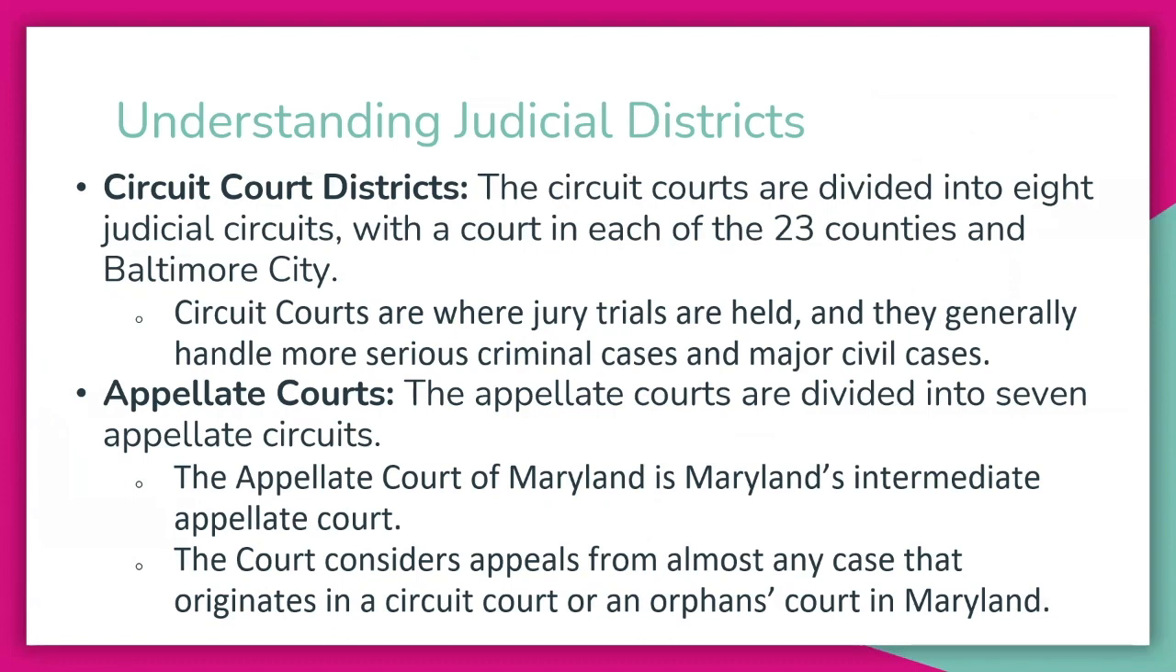Another set of districts relating to voting are the circuit court and appellate court districts. The circuit court districts are divided into 8 judicial circuits with a court in each of the 23 counties and Baltimore City. The appellate courts are divided into 7 appellate circuits. These districts are designed to be fair and representative, ensuring every citizen has a voice in their government.